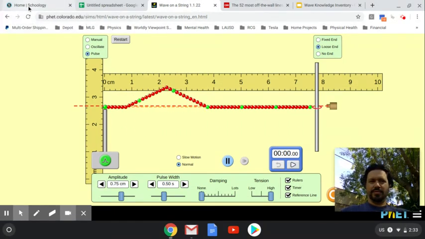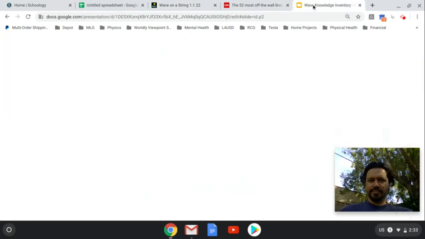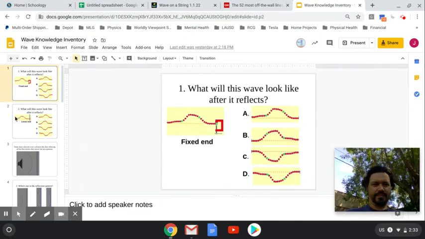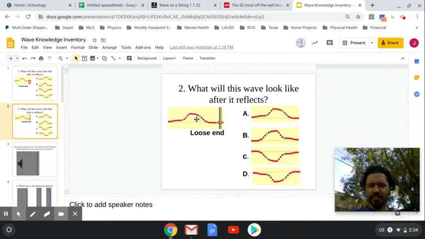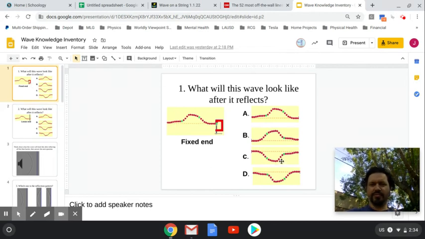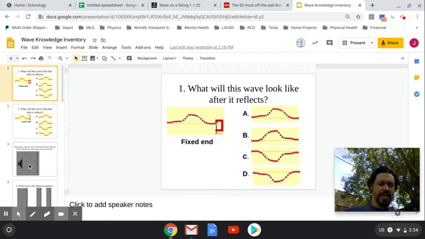All right, next one. So that covers the first two. So loose end, it would stay the same, but it would flip around the reverse. So that'd be B. For the fixed end, it would go upside down and reversed. Reversed order again. So that'd be C.